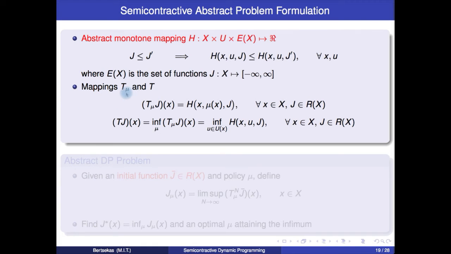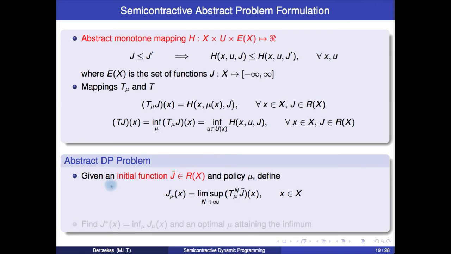Given H, we have also the mappings T mu for each policy mu, and T given by this expression here. T is the minimum over all policies of T mu, and T mu of J is a function. So T mu maps functions into functions, and the same is true for T. We are given an initial function J bar, and for every policy mu, we define the cost of the policy starting from state x as the lim sup of the N-stage costs of mu starting from x, and we want to find the optimal value of J mu over all mu, and a policy mu that attains the infimum.